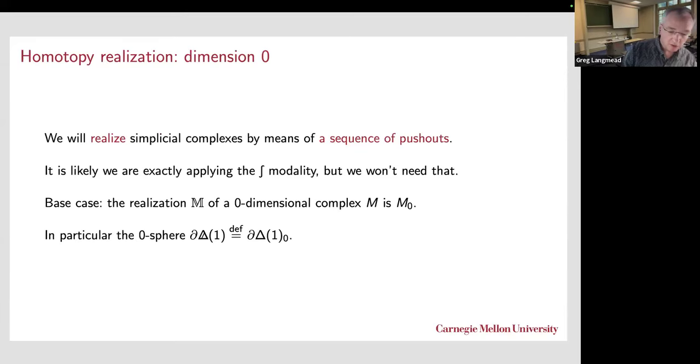Okay, so now we're going to do a realization, a homotopy realization. So we'll do a sequence of pushouts. I suspect what's happening here, and I don't need to know this, but someone who wants to think about the shape modality, it's probably what we're doing. We're taking the shape of this complex and bringing it into a higher type. But regardless, so the base case, we're going to go up to dimension 2 one at a time. We'll stop at 2, but it's fully general.